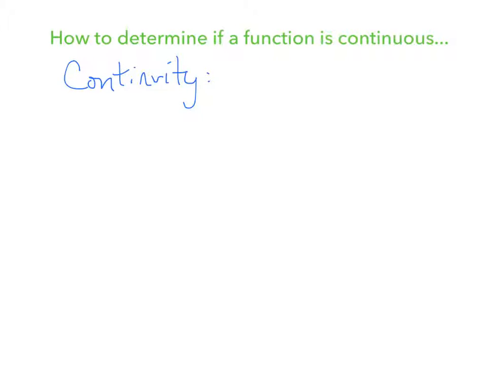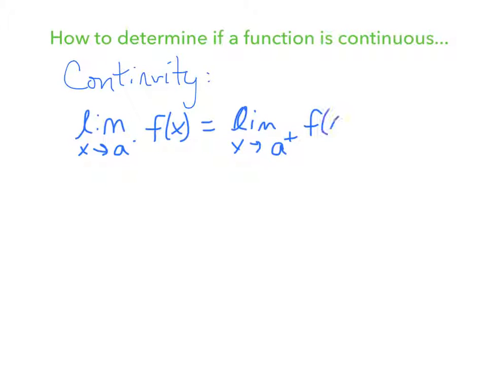Okay, so if a function is continuous, well then this is the criteria that has to be met. The limit as x approaches a from the left of that function must equal the limit as x approaches a from the right for that function. Okay, so if you just stop there and think for a second, what does that mean?